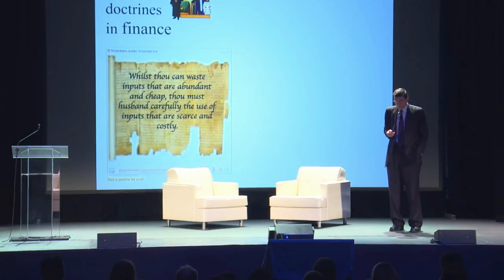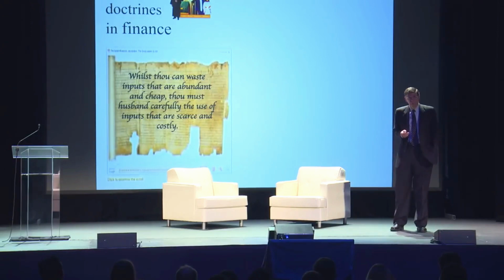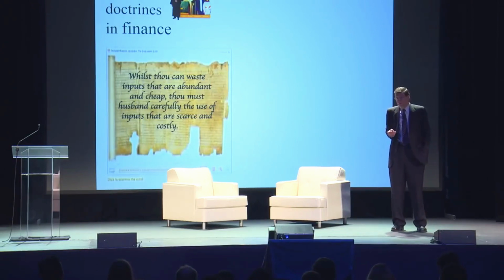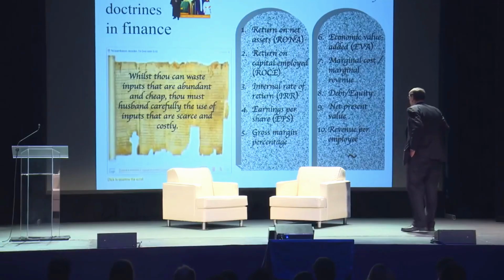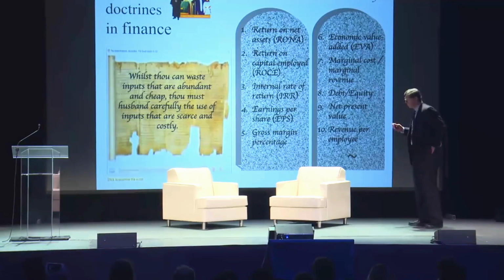And one of the things I want to talk about later is that I think that capital has become abundant and cheap. Historically, it was costly and expensive, and we had to carefully husband the use of capital. But now, by any measure, capital is abundant and cheap. And then there are other rules that we have to use when we're deciding whether we'll put money in a company or not. And they're all ratios.